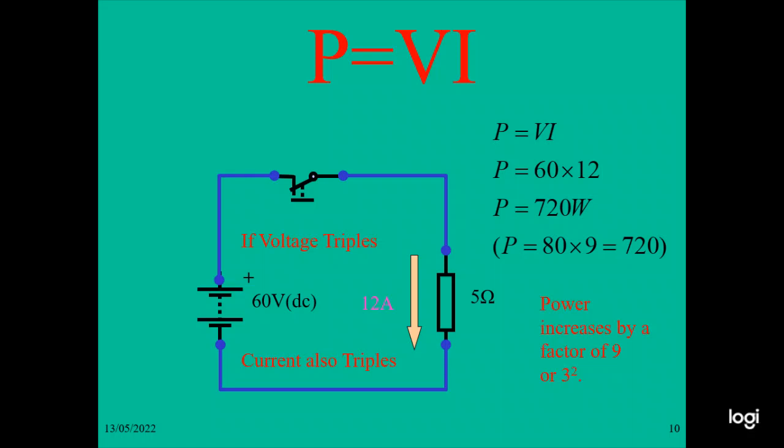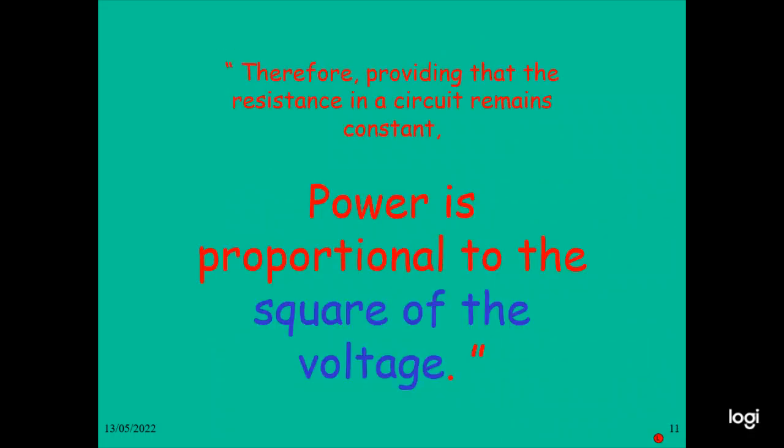And when the voltage is tripled, the current also triples. So in this case, the voltage is 60 volts, the current is tripled, so 12 amperes. So 60 watts multiplied by 12, power becomes 720 watts. Therefore, providing the resistance in the circuit remains constant, power is proportional to the square of the voltage.